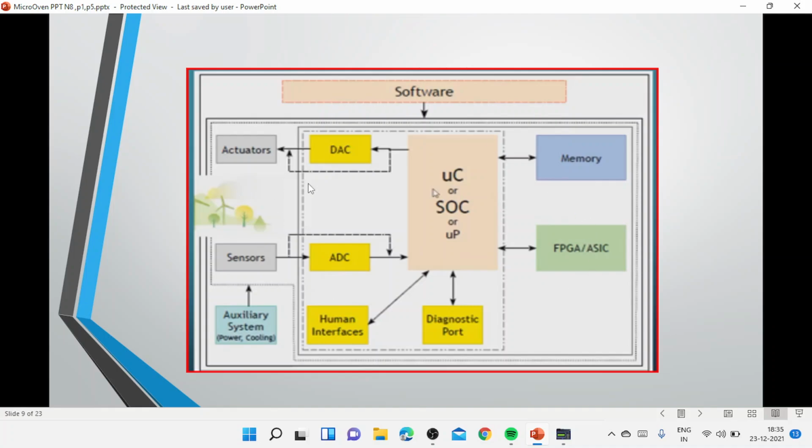This is the block diagram. Let me tell briefly about this. For any project we need software, right? So this is the software, and the main part is the microcontroller or microprocessor that we need, and some peripherals like memory and sensors and auxiliary systems and actuators. Human interface means user. These are some of the peripherals in the block diagram.